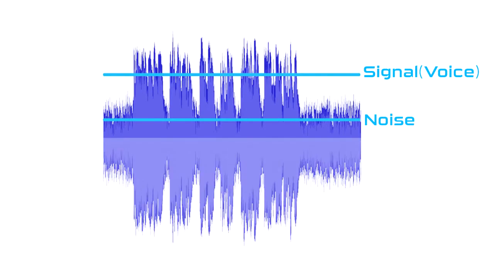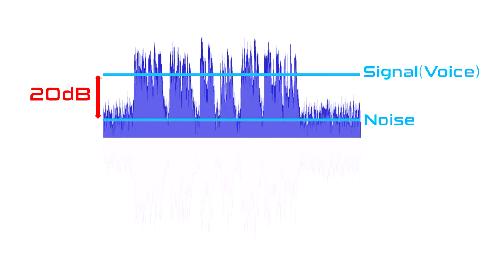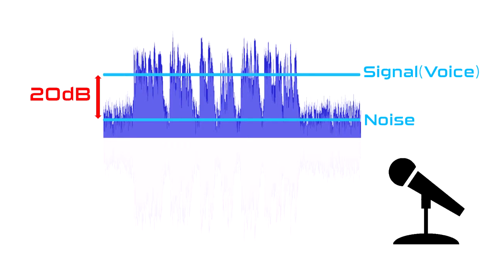In the ideal case, we'd like our signal-to-noise ratio to be at least 20 dB, which means that the level of my voice has to be at least 20 dB louder than the ambient room noise at the position of our microphone. Let's first consider the noise.